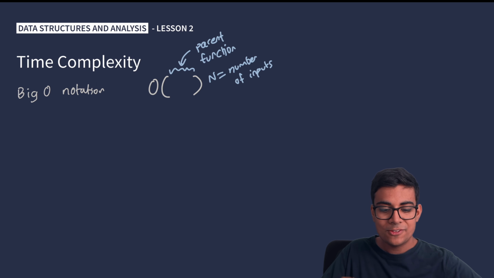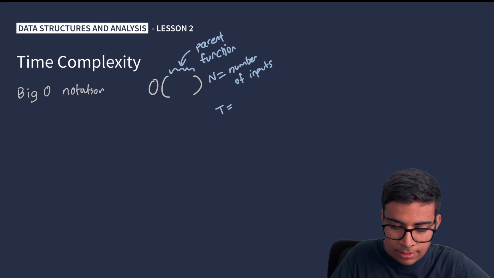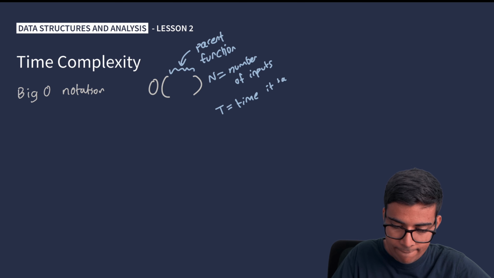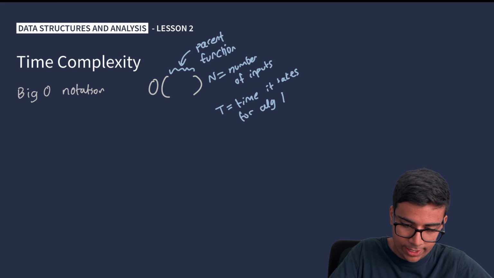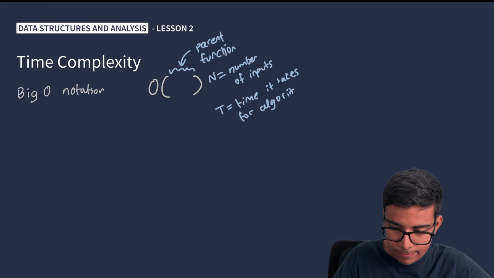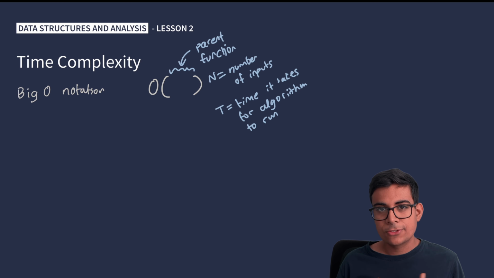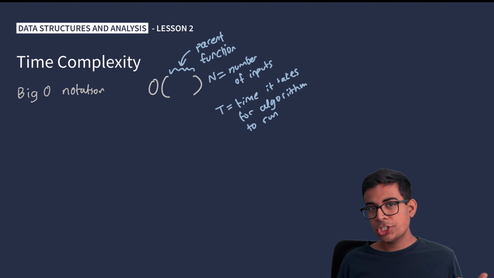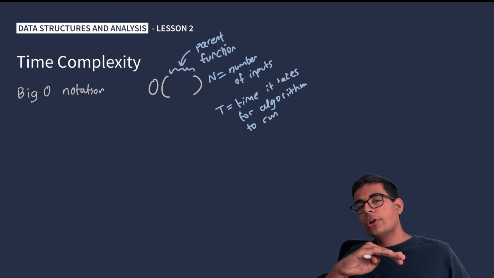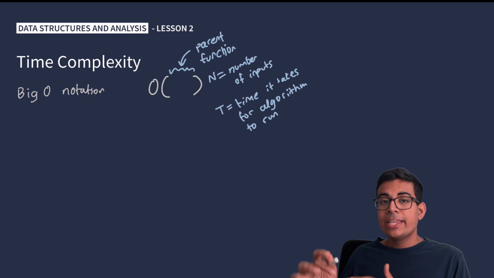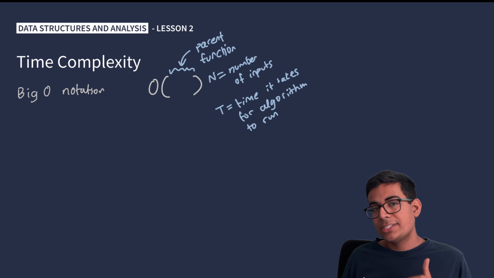And then we're going to have t, which is going to be the time it takes for the algorithm to run. So you have n, which is the number of inputs, and then you have t, the time it takes for the algorithm to run. And the efficiency that we're going to be looking at is, how does the time increase in relation to the number of inputs that we have?